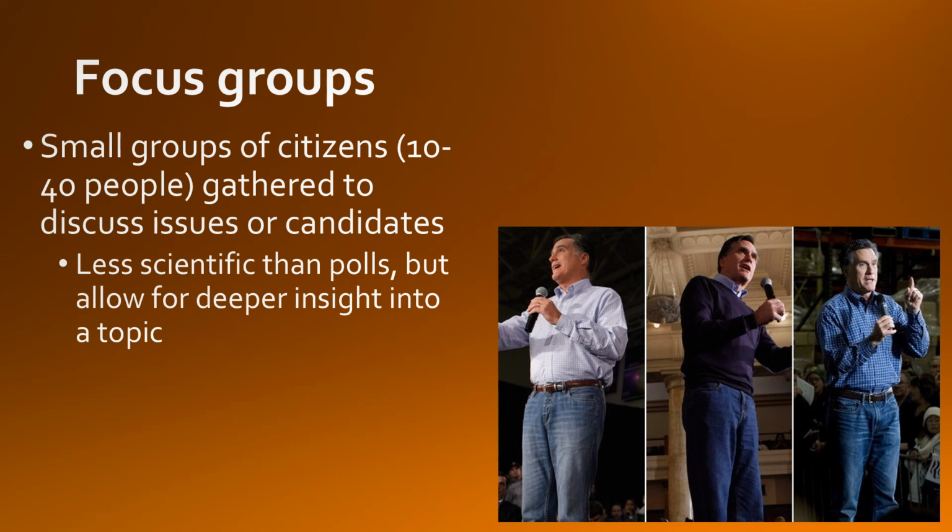The reason I have these pictures of Mitt Romney over here is because focus groups found that they liked Mitt Romney better when he was wearing blue jeans than they did when he was wearing a suit. So guess what Mitt Romney did when he campaigned? He started wearing blue jeans to the vast majority of his rallies because focus groups like that better. So it directly affected the strategy that he used.